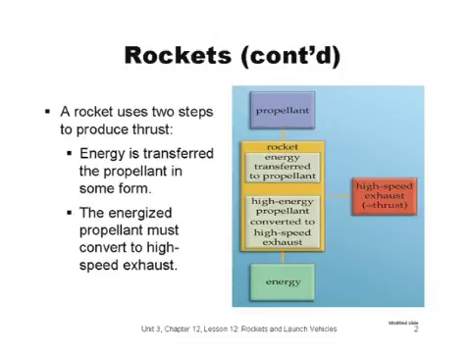Now, this is the same diagram but with more detail. Follow along as we go through the steps. We can break the process a rocket uses to produce thrust into two steps seen in this figure. First, energy must be transferred to the propellant in some form. Second, the energized propellant must convert to high-speed exhaust.